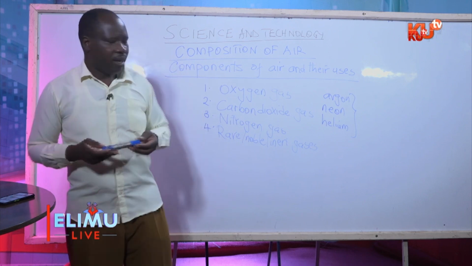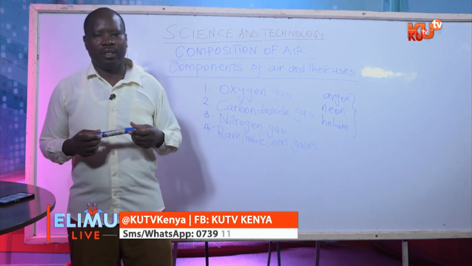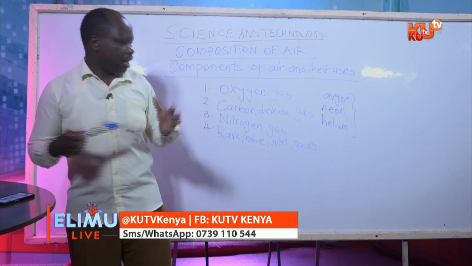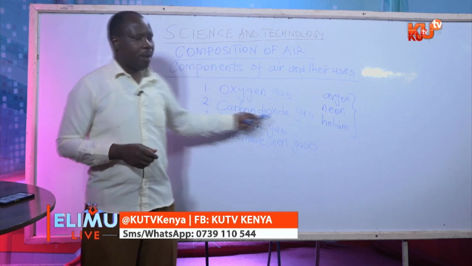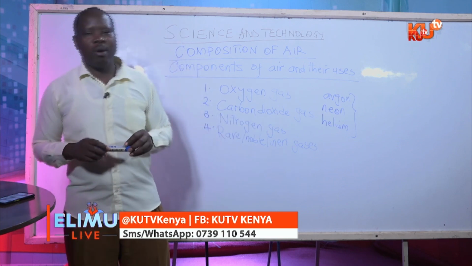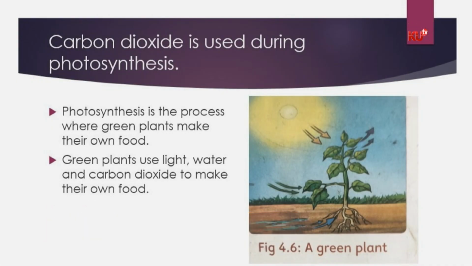Now let's look at how useful is this carbon dioxide. I'll just give an example. How useful or what is the use of carbon dioxide? Number one, the first use, note that carbon dioxide is used during the process of photosynthesis. Carbon dioxide is used during the process of photosynthesis. And what is photosynthesis?